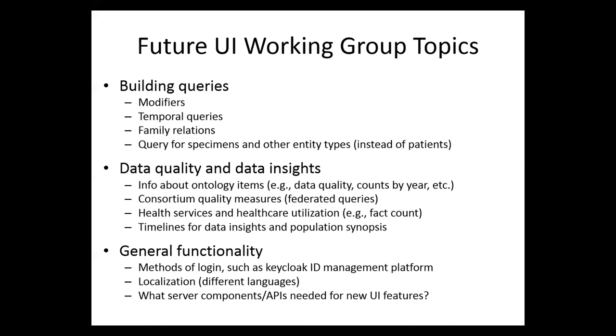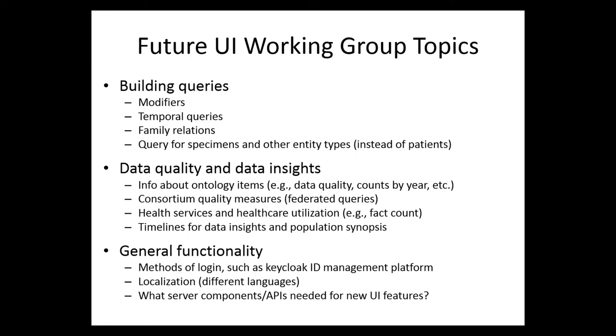Consortium quality measures. So in a federated query like SHRINE, how do you show that certain sites might have more data than others, or that certain types of data haven't passed data quality thresholds? There are also health services and healthcare utilization concepts, things like the number of data facts a patient has. How do we display that in the user interface, and generate different kinds of timelines and other visualizations that will help people gain data insights and understand the patient populations?